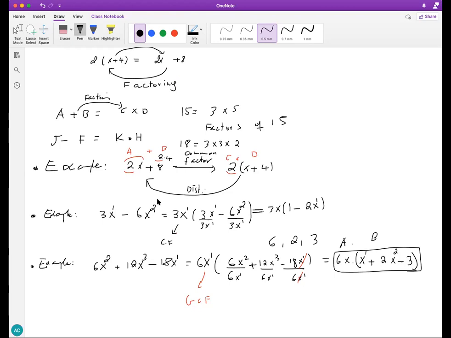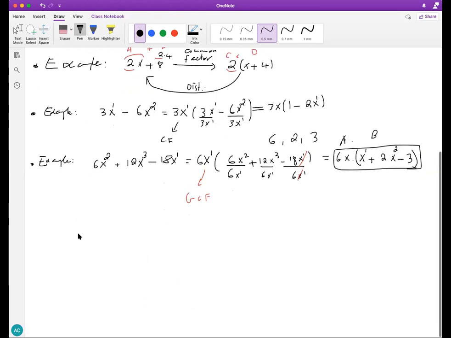Then we're gonna be talking about another type of factoring when you can't see a common factor in all the terms. Before that, let's do one more example. This time I'm going to use a couple of variables, not just one.